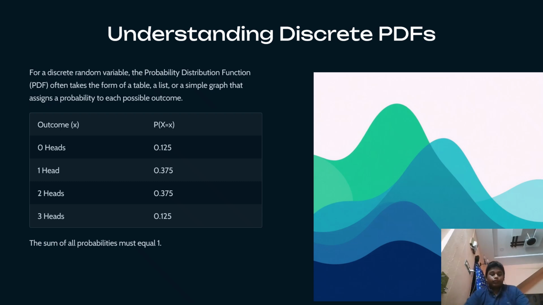And p of x2 for getting 1 head is 3 by 8, equal to 0.375. The probability of getting 2 heads is 3 by 8, 0.375. The probability of getting 3 heads is 1 by 8, 0.125. The cumulative sum of all these probabilities is equal to 1. The graph of a discrete probability distribution function is a unit step.